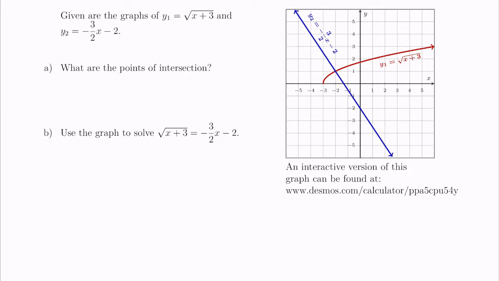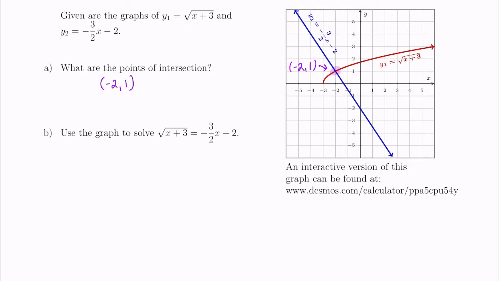Given are the graphs y1 equals the square root of x plus 3, and y2 equals negative 3 halves x minus 2. In part A, we need to identify the points of intersection. The only point where these two graphs intersect happens here. This is the point negative 2, 1. So to answer part A, what are the points of intersection? There is only one at negative 2, 1.